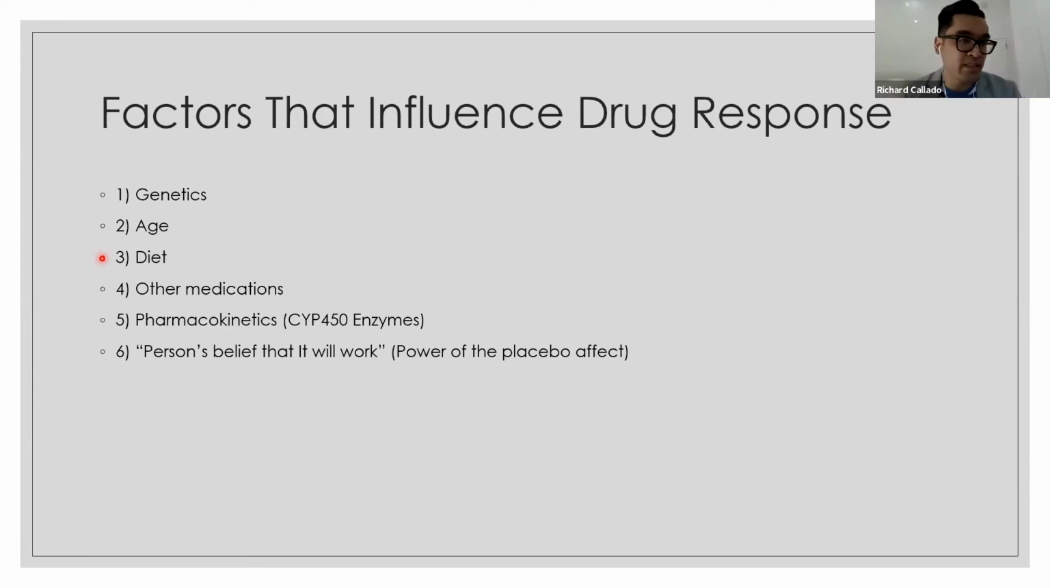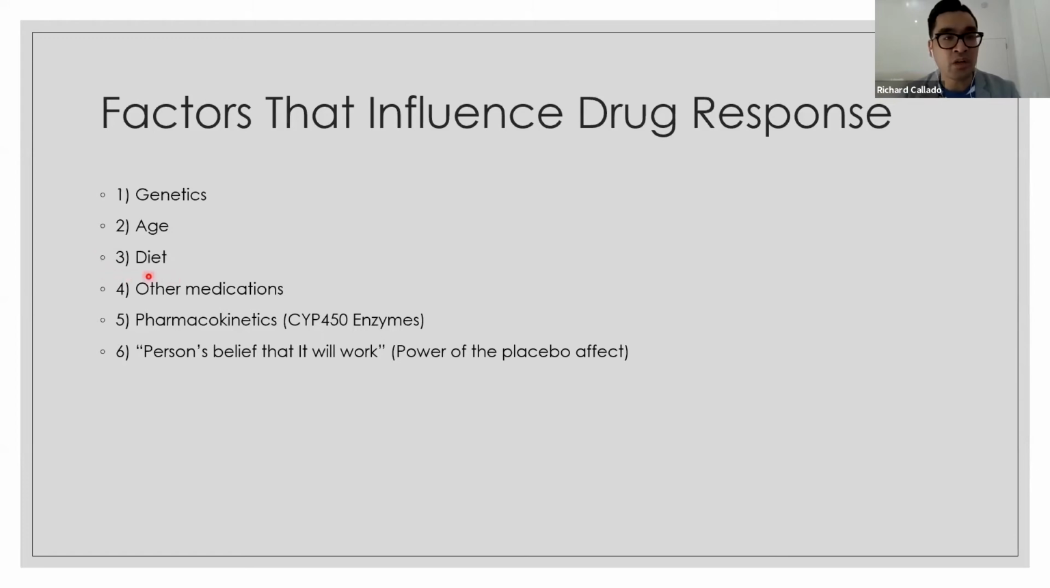So if you're taking, let's say, 10 milligrams of a medication and you drink grapefruit juice that morning, in theory you could actually quadruple that dose. Now, depending on the medication, if it's a blood pressure medication, you could drop your blood pressure very low, which could be very dangerous, right? So diet is also very important.